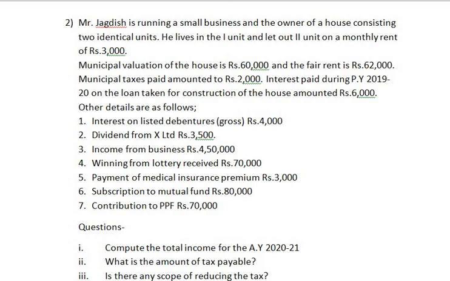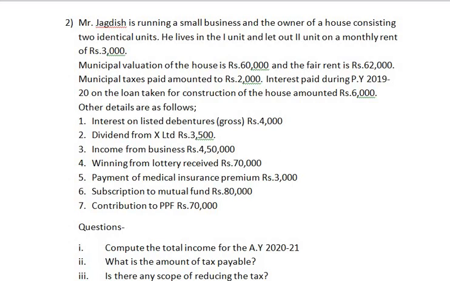Municipal valuation of the house is 60,000 for both the houses, unit 1 as well as unit 2. If we want to calculate only for one house, then the municipal valuation would be 30,000, that is 60,000 divided by 2 units, so per house we get 30,000. And the fair rent is rupees 62,000, again divided by 2 we get 31,000.